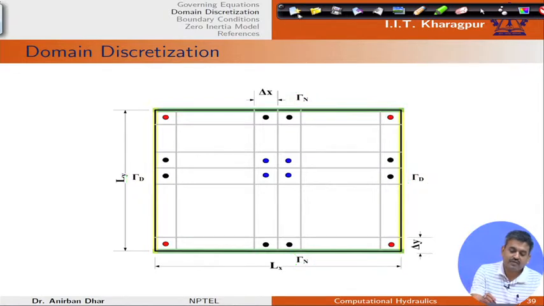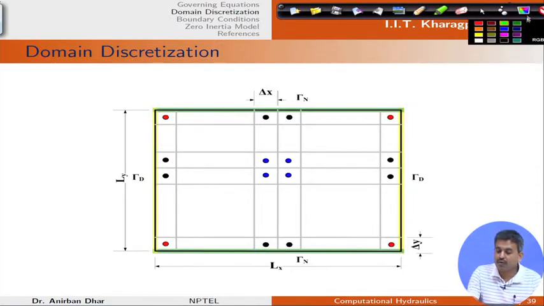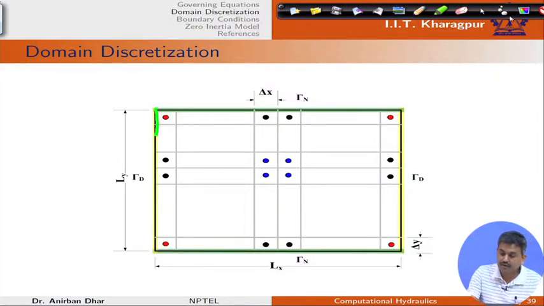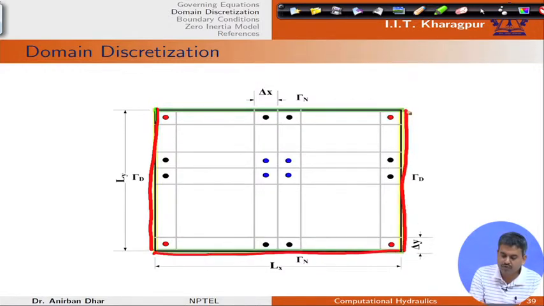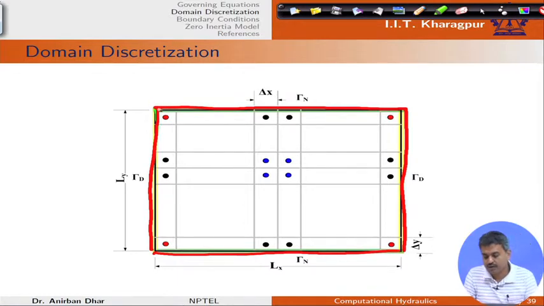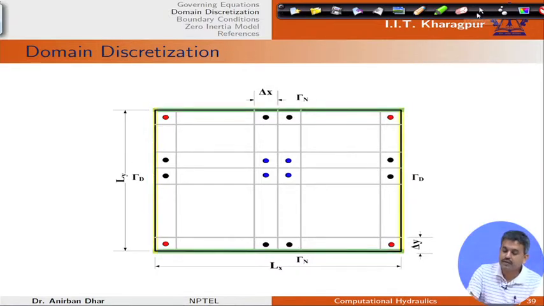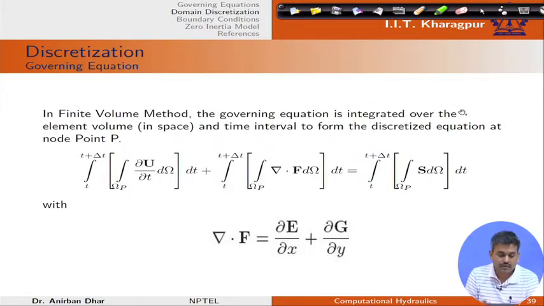There can be situations where my domain is totally closed. In that case, I can consider all sides, all sides, this red. So, all sides I have a closed boundary or zero Neumann kind of condition, but obviously, we need to see individual components in that case. So, starting with the discretization of the governing equation.